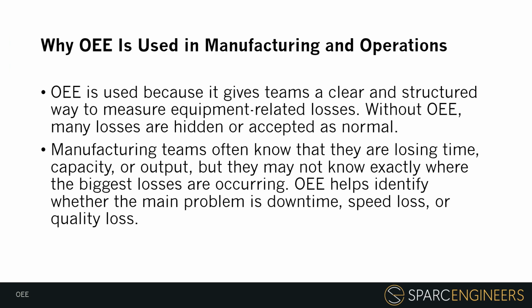A downtime issue may require maintenance support, reliability improvement, spare parts planning, or better troubleshooting. A speed loss issue may require process optimization, material review, operator training, or equipment adjustment. A quality loss issue may require root cause analysis, process control, inspection improvements, or corrective action. So the purpose of OEE is not only to calculate a percentage. The purpose is to make the losses visible enough that the team can take the right action.